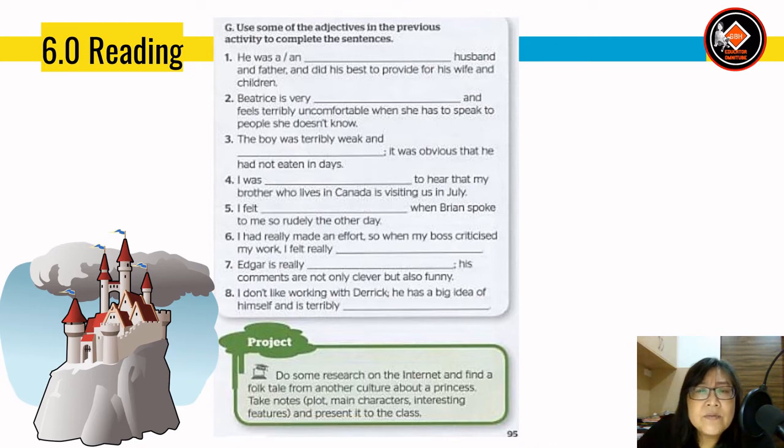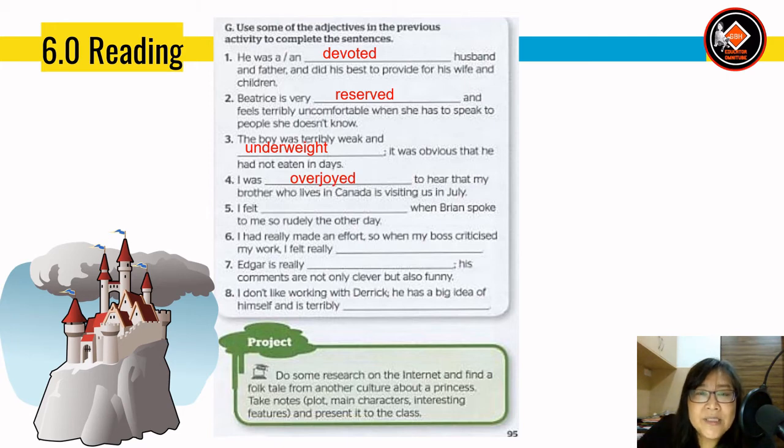Now exercise G, use some of the adjectives in the previous activity to complete the sentences. He was a devoted husband and father and did his best to provide for his wife and children. Answer is devoted. Patrice is very reserved and feels terribly uncomfortable when she has to speak to people she doesn't know. Number 3, the boy was terribly weak and it was obvious that he had not eaten in days. Answer is underweight.